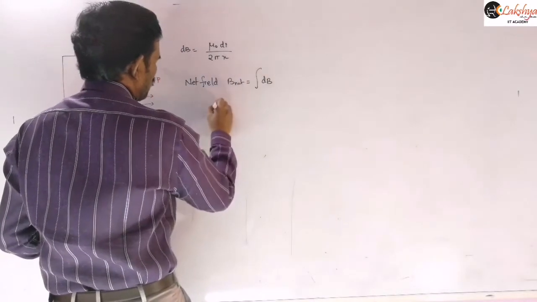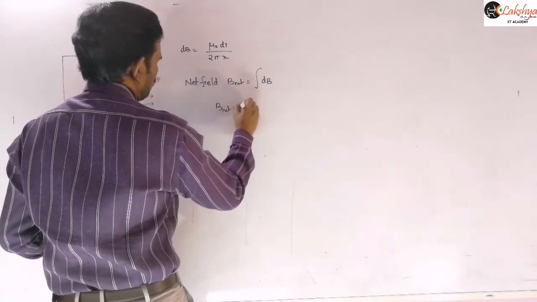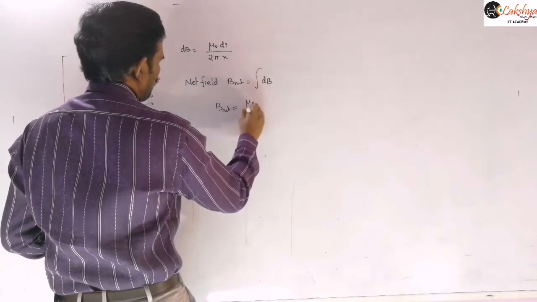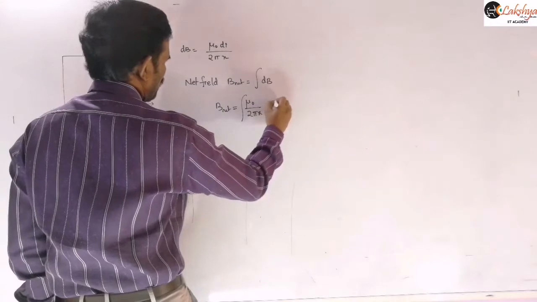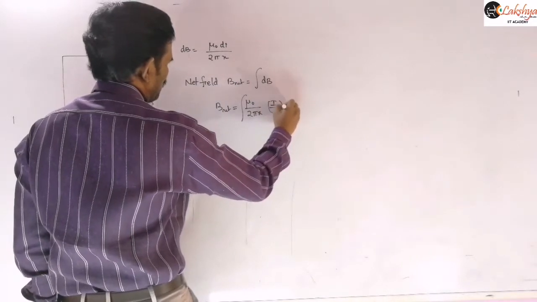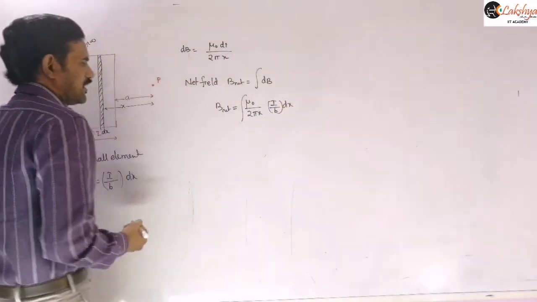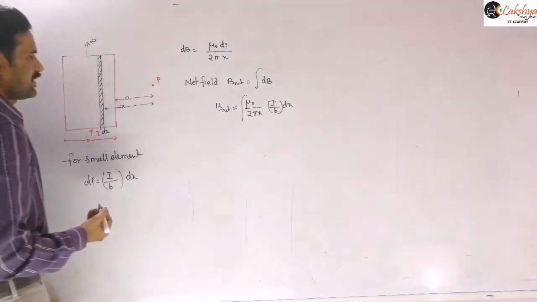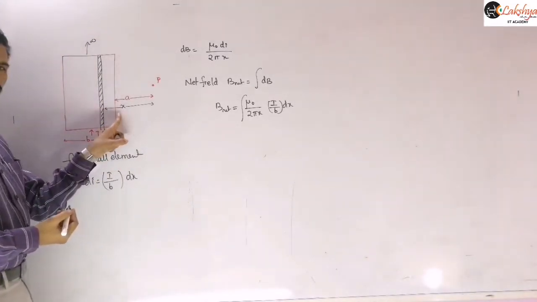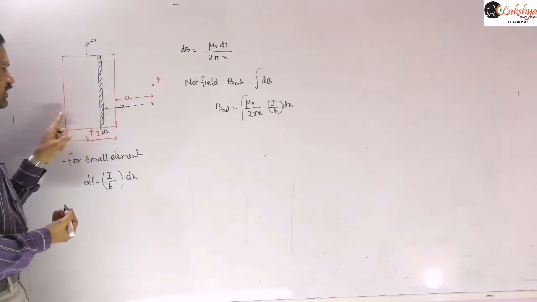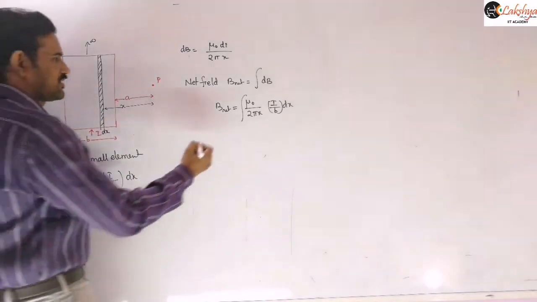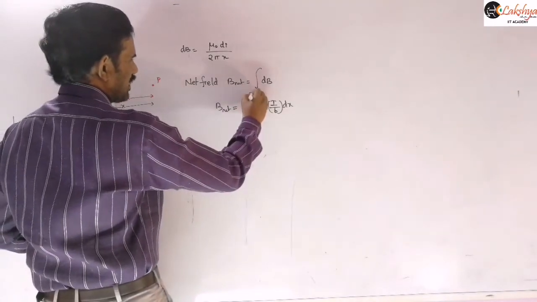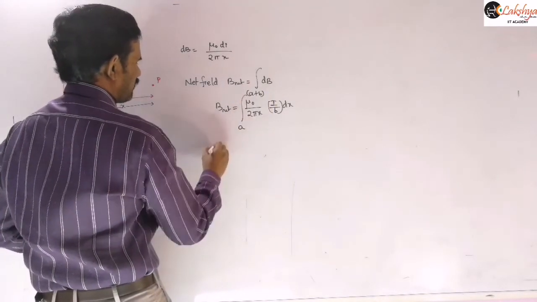the integral of dB, so mu naught by 2 pi x into I by b into dx, right? And the limits you can take: the lower limit is a here, and the upper distance will be a plus b, right? x is measured from this point P. So this is from a to a plus b.